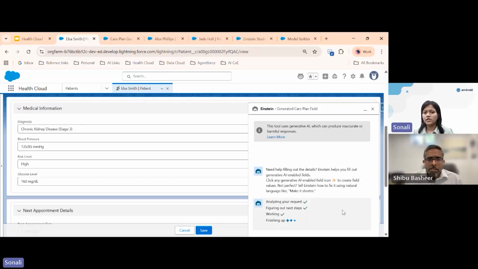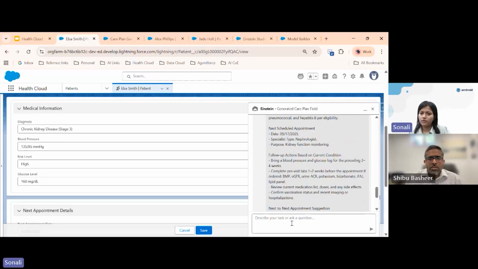So what it does is it passes this patient's information to the prompt builder, and the prompt builder has some predefined templates which pass this patient information to the large language model and bring back the care plan in real time. So that's how technically it works. Let's see the output of the large language model that it is fetching.